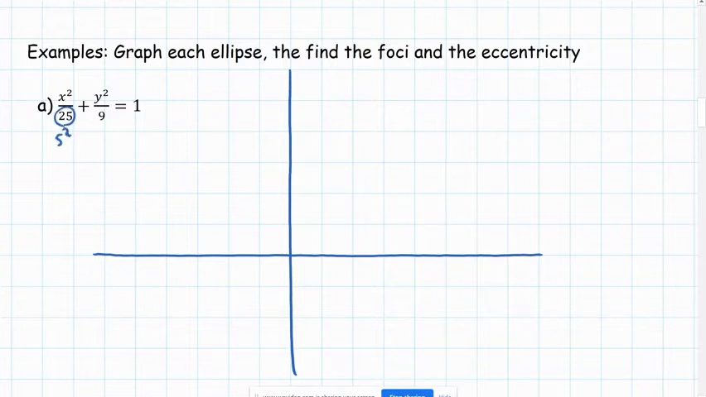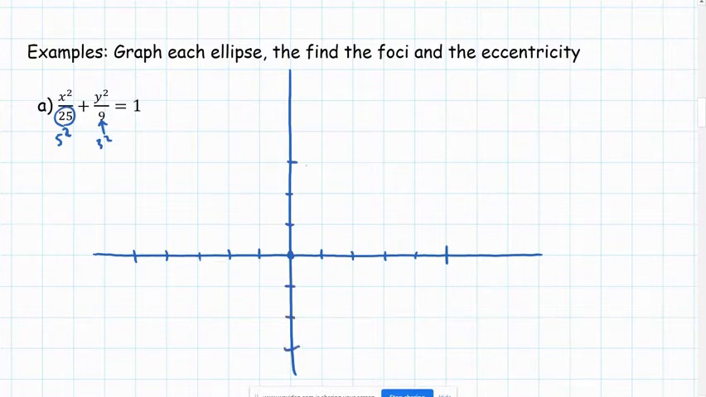So since that's under x, that's going to tell us how far to go from the center in the x direction. So we count from the center 1, 2, 3, 4, 5 to the right, and 1, 2, 3, 4, 5 to the left. So 5 to the right, 5 to the left. And then whatever's under y tells us how to go vertically. So 9 is 3 squared. So we're going to go 1, 2, 3 up and 1, 2, 3 down.